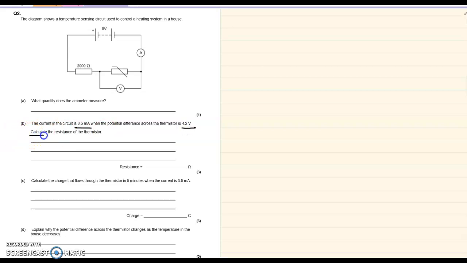And I need to calculate, command word, the resistance. So I'm looking for the equation that links these three things. I've got my V equals IR equation. Rearranged, the resistance is the potential difference divided by the current. I've got a potential difference of 4.2.